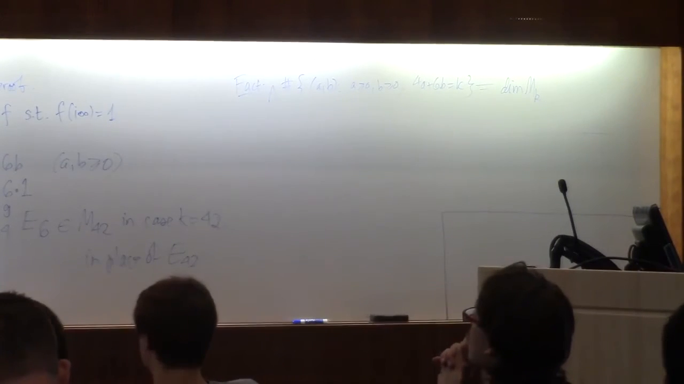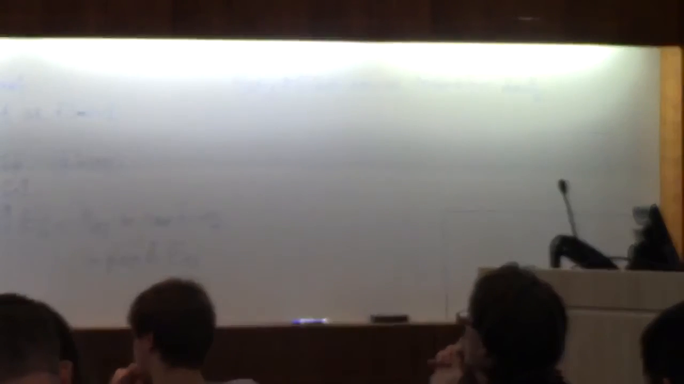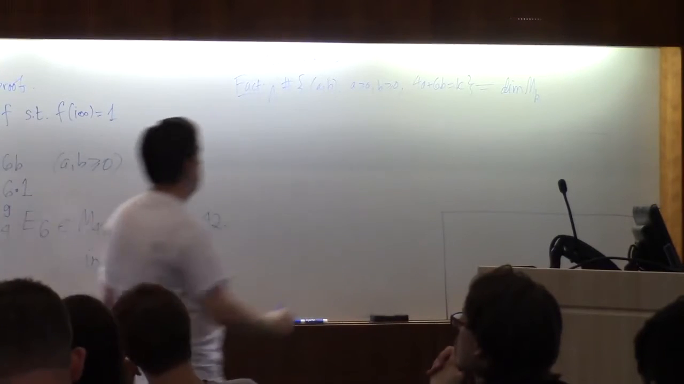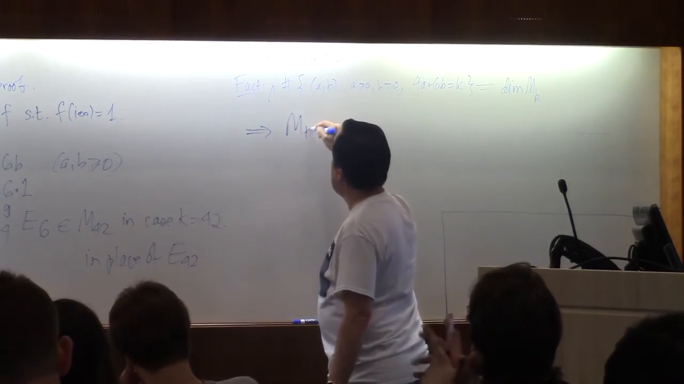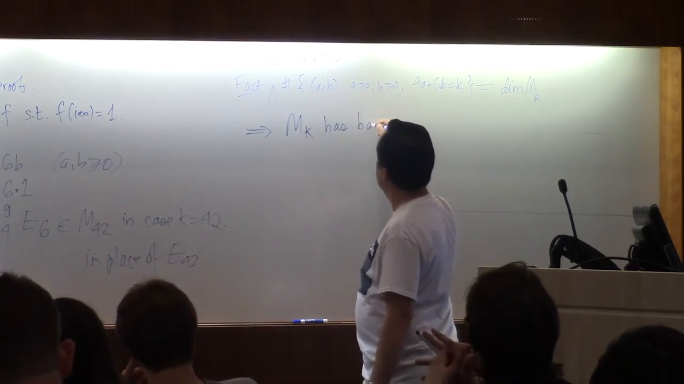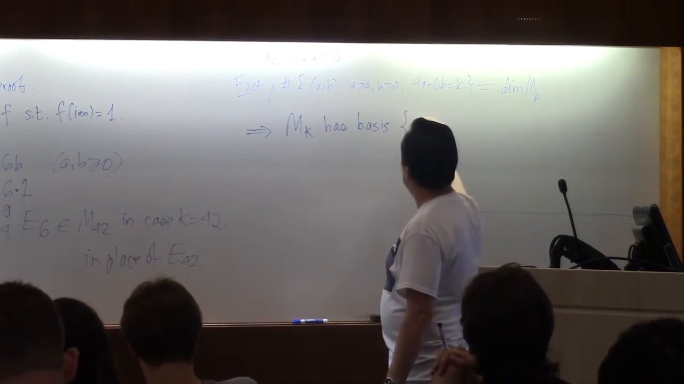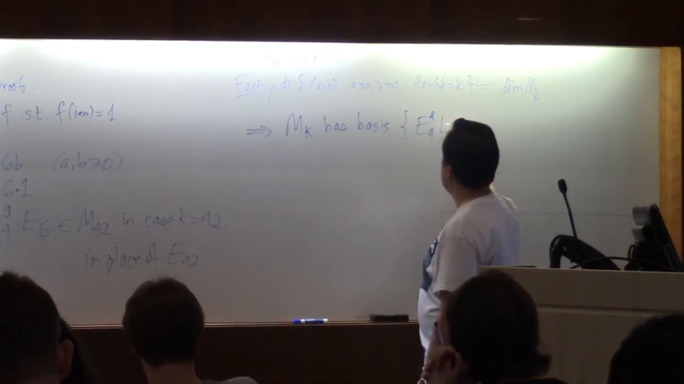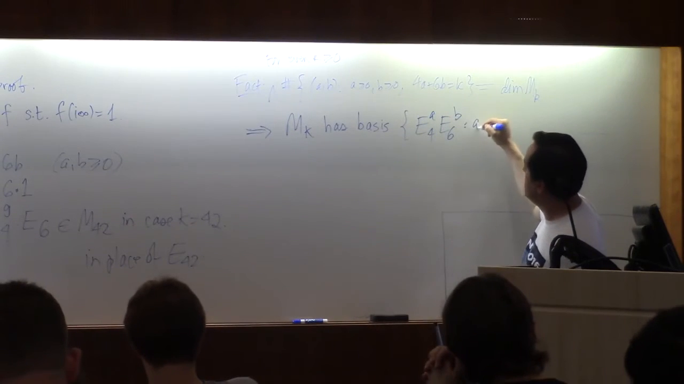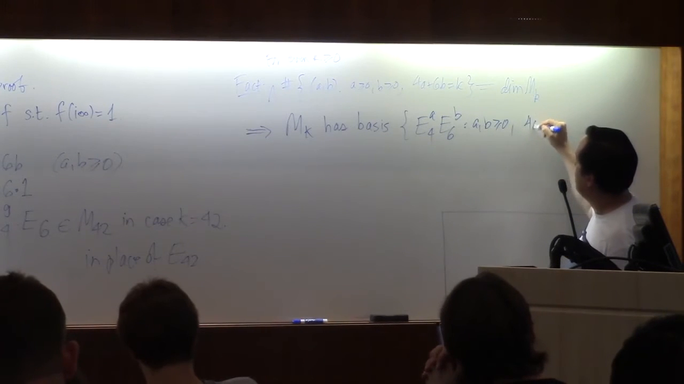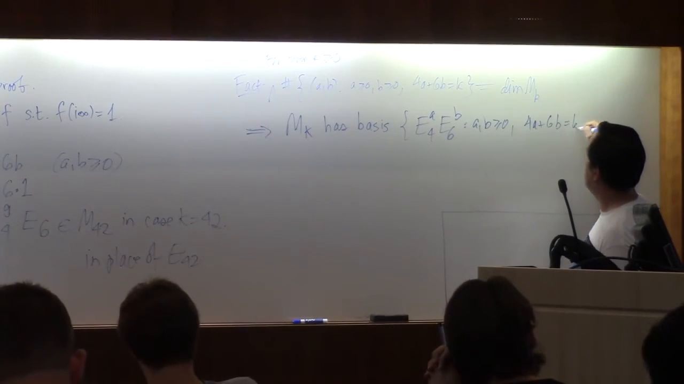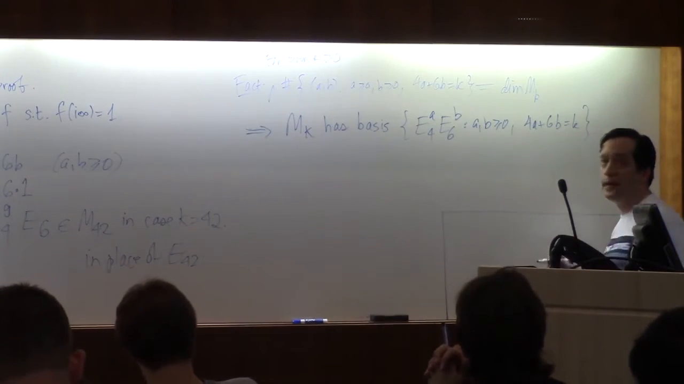Right? We just needed one example and we can compute the dimensions. And so therefore, this actually winds up implying that M_k has as a basis all the products E4 to the A, E6 to the B, where A and B are non-negative, and 4A plus 6B is k. That makes this a modular form of weight k.